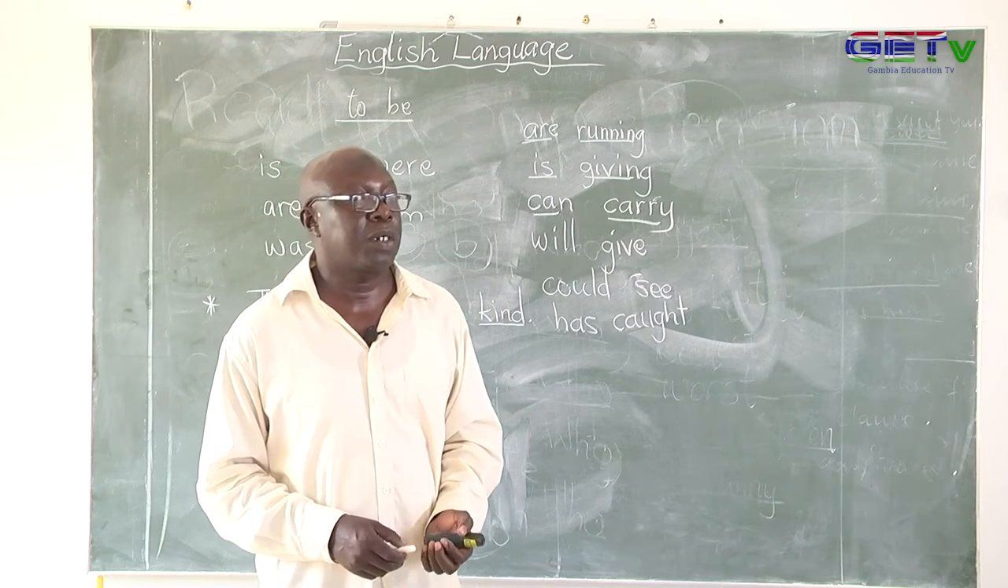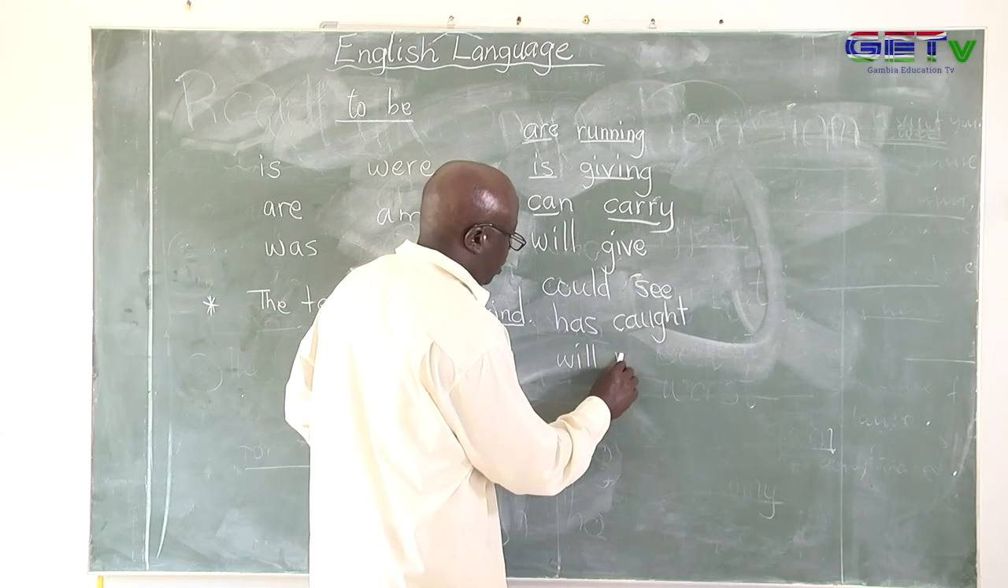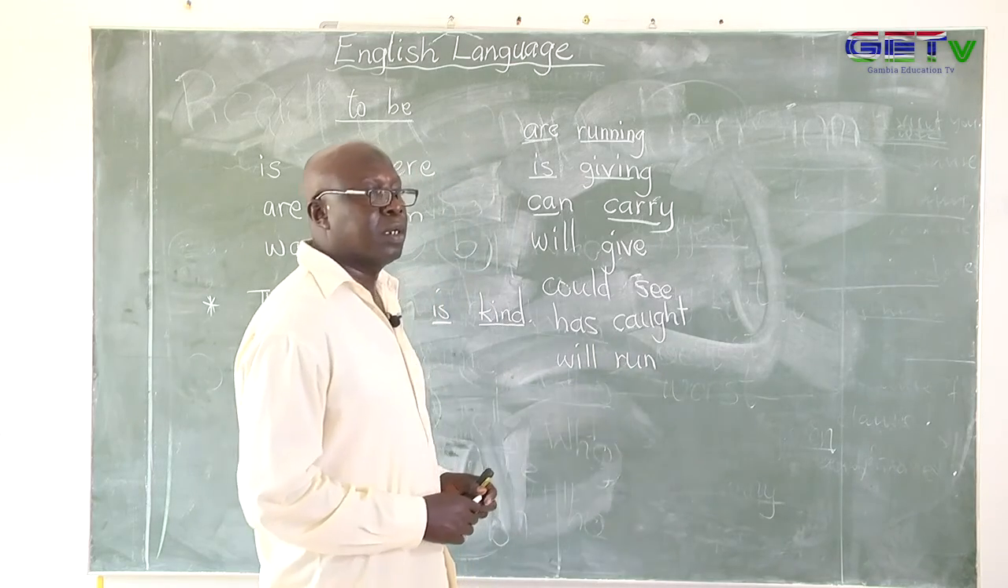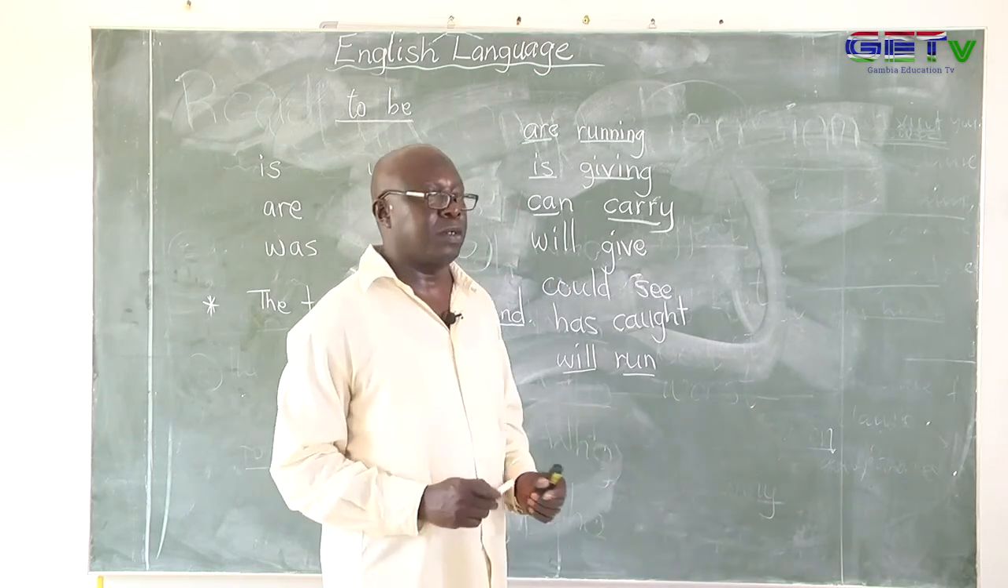Now, let's look at the next practice here. Underline the verbs in two parts in the following sentences. We said verbs can be in two parts. That is, we have a helping verb, that we now know is a helping verb helping the other verb. We call it verbs in two parts. The boy will run a race in the next inter-house athletics competition. The boy will run. Will run. A race. So will is one part and run is another part.